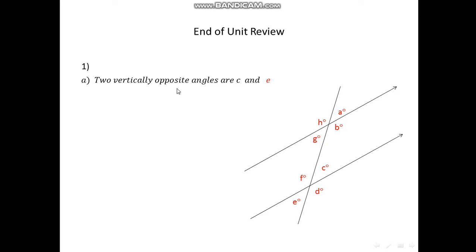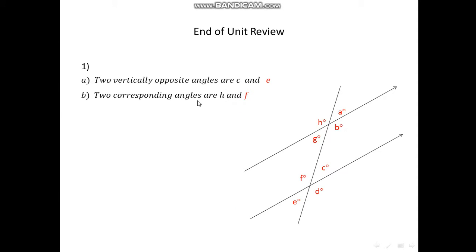So C is vertically opposite with another angle. Which one? Is it this one? No. This one? No. This one, E. So angle C is opposite with angle E. This is A. Okay, let us see what is B.